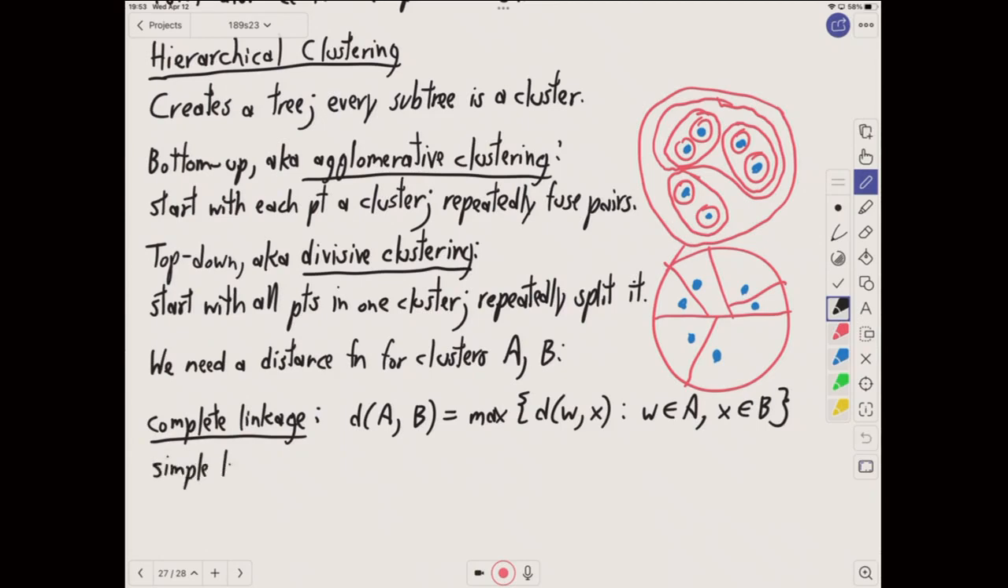So some of you might think, well, wouldn't the min make more sense than the max? Well, maybe. In that case, we call it, sorry, I misspelled that completely. Single linkage, pardon me. So again, we've got two clusters, A and B, and now we look for the point in A and the point in B that are closest to each other.